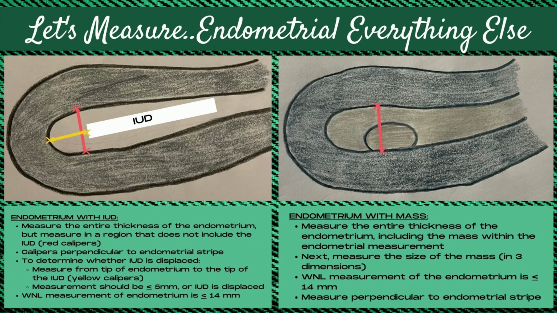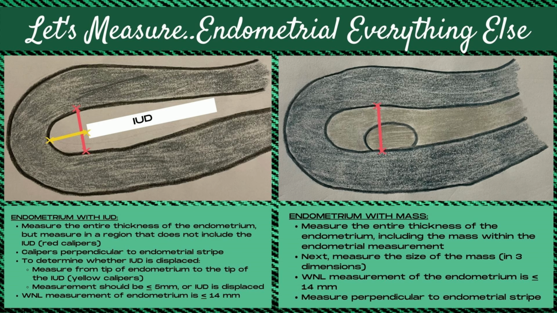Another thing to look for is to determine whether or not the IUD is displaced. You want to measure from the tip of the endometrium at the fundal end to the tip of the IUD. This is demonstrated by the yellow calipers. The measurement should be less than or equal to 5 millimeters, or the IUD is displaced. Note that a normal measurement of the endometrium in this case is going to be less than or equal to 14 millimeters.